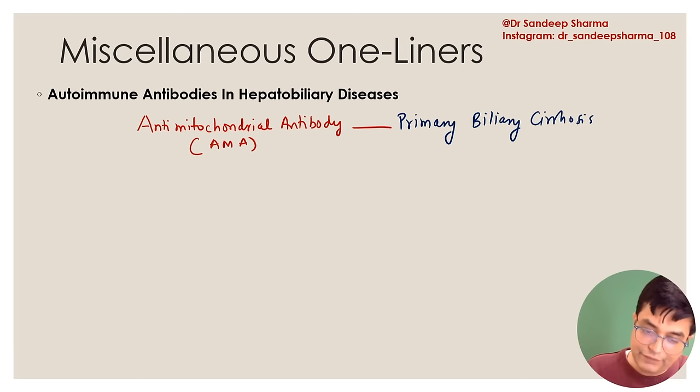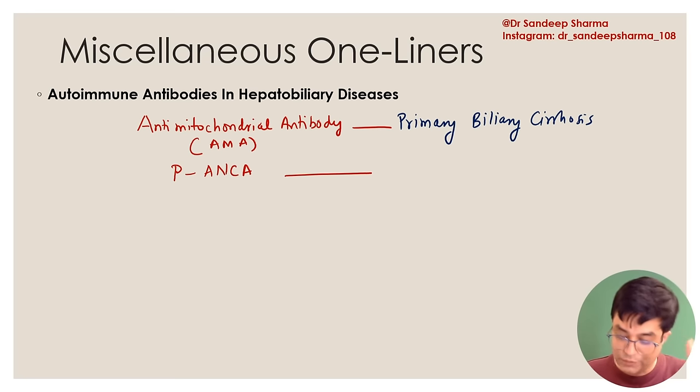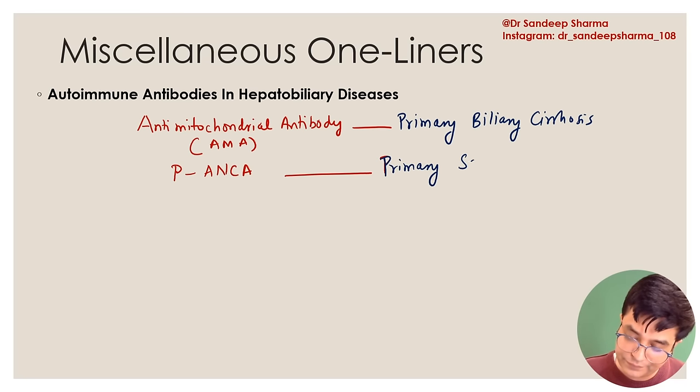If the question says the patient has a hepatobiliary disease and there is P-ANCA positivity. So P-ANCA positivity in hepatobiliary disease, not a GIT disease. GIT we have already done, ulcerative colitis. Here it will be primary sclerosing cholangitis.